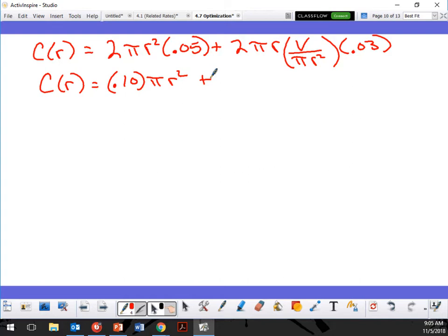Plus, let me see, the pi's will cancel, right? And V, do I have a value for V? 1,000, right? It's going to be 1,000. So it's going to be 1,000 times 0.3, which is 30. So 30 times 2 is 60. Now this r will cancel, but I'm still left with 1 r in the bottom, right? So everything else turns into over r.